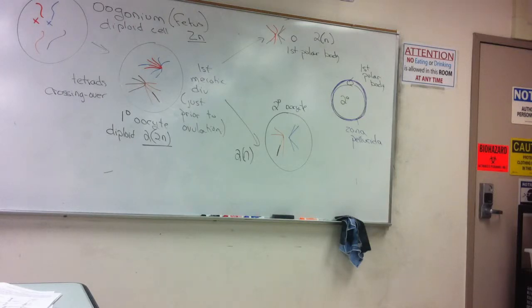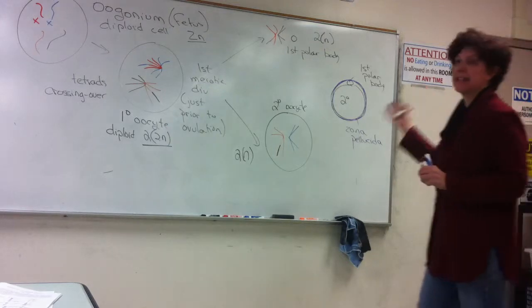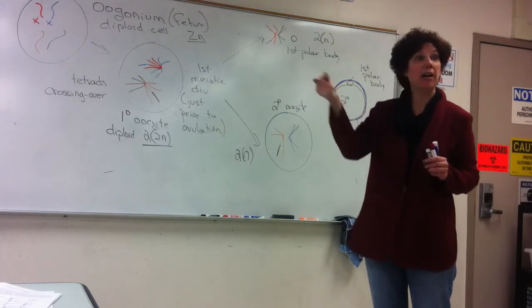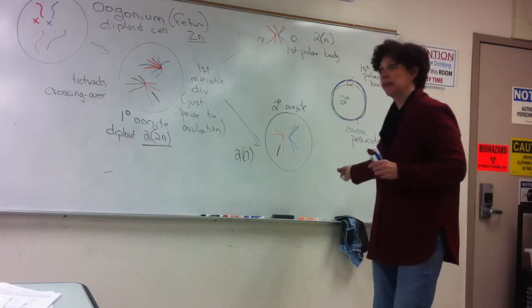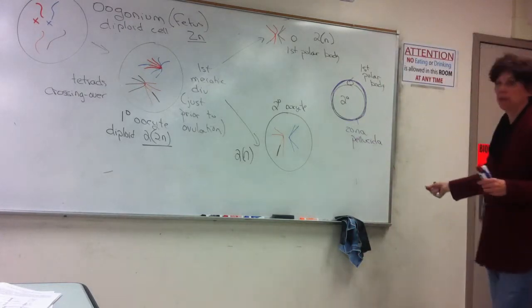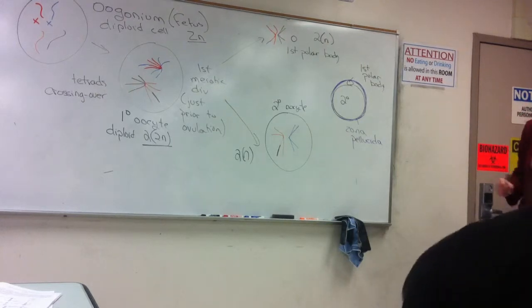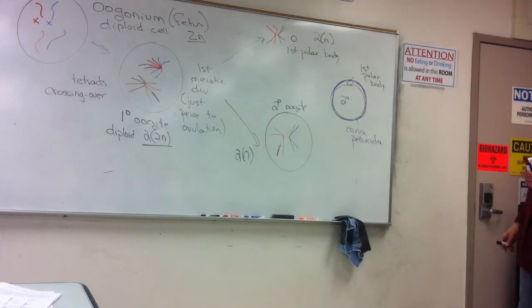It never undergoes the second meiotic division. It stays as a secondary oocyte until fertilization occurs. So tomorrow, we're going to pick this up again with fertilization and follow that through. All right? But let's assume fertilization is occurring, and we'll follow it through to the ootid stage.